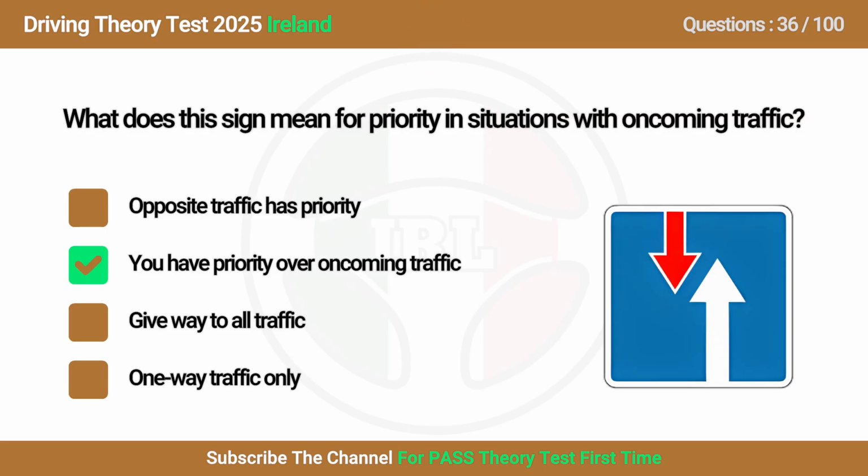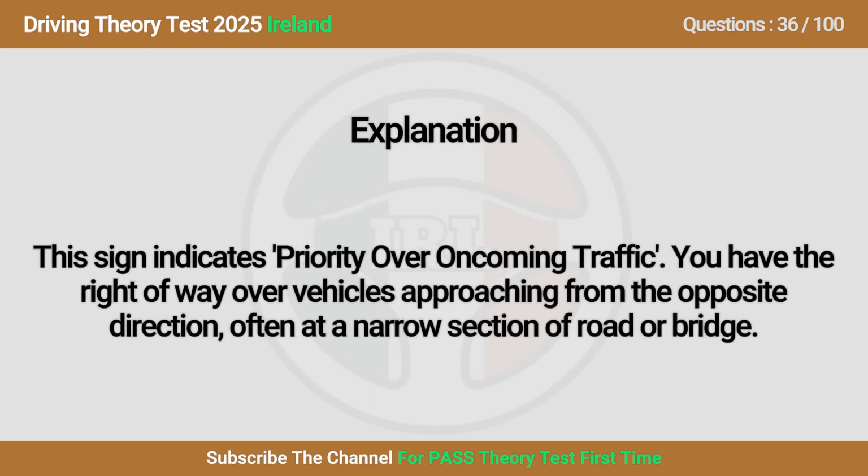Answer is B. You have priority over oncoming traffic. This sign indicates priority over oncoming traffic. You have the right of way over vehicles approaching from the opposite direction, often at a narrow section of road or bridge.